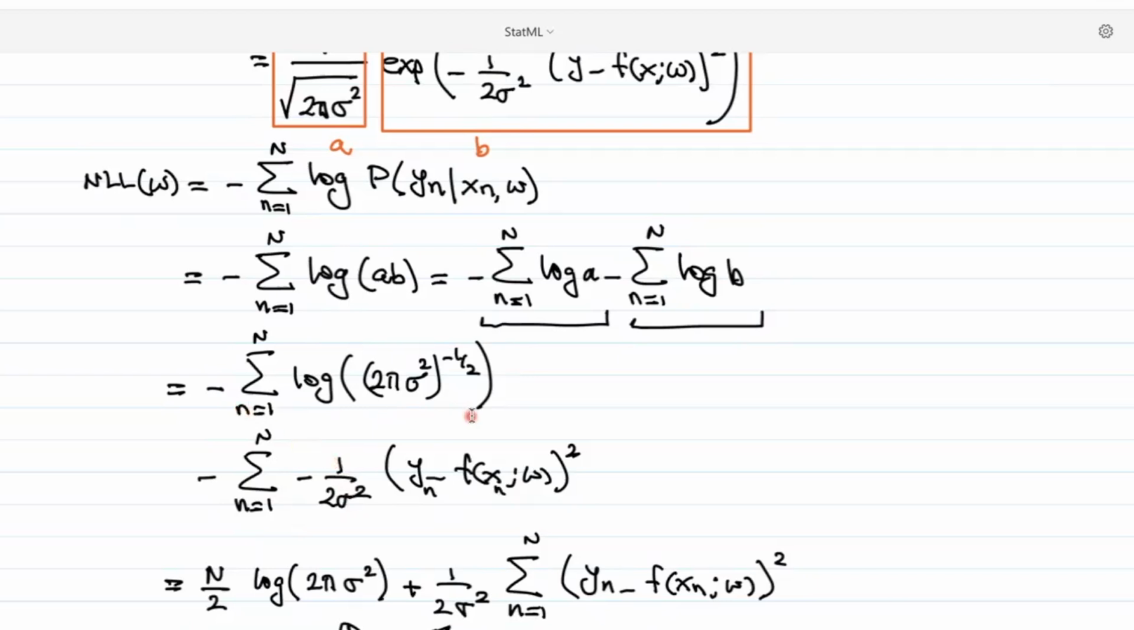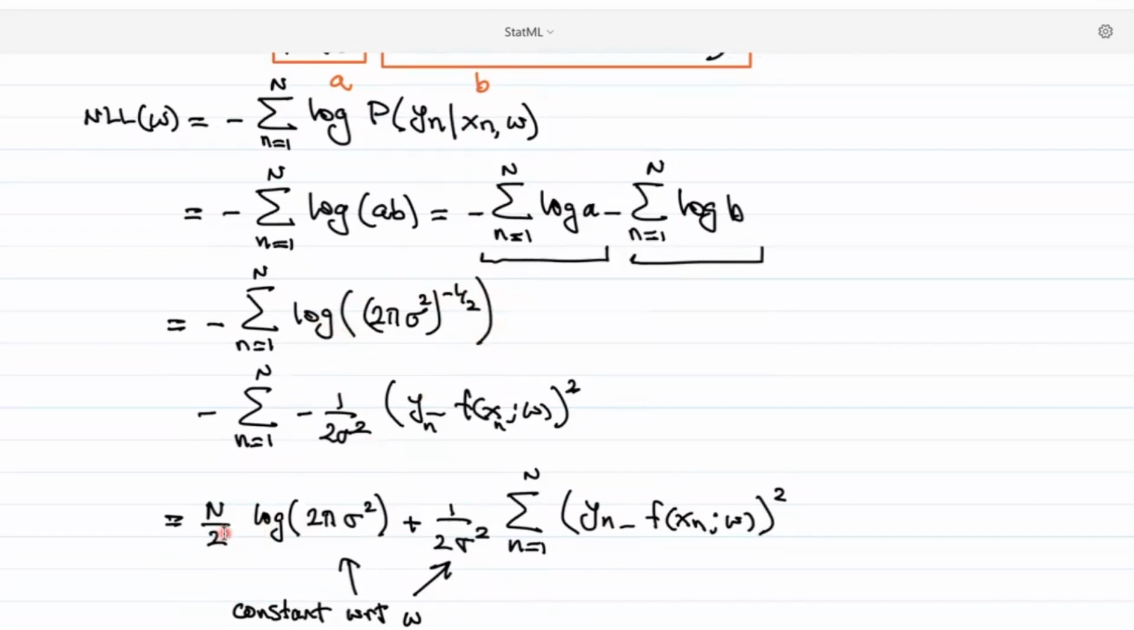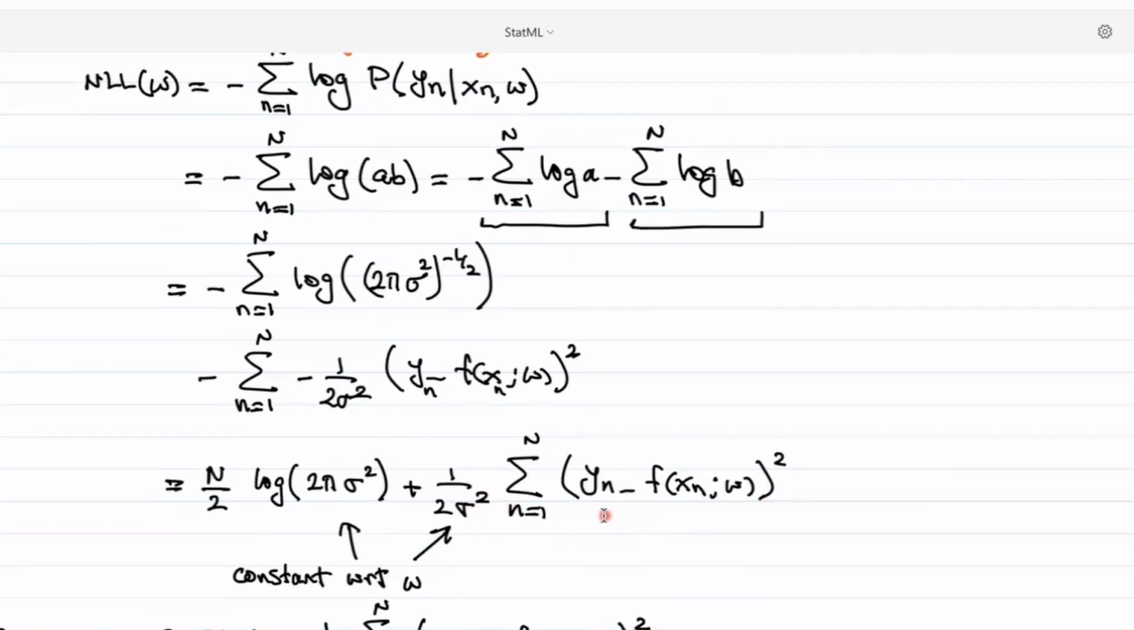And if you simplify this first term, you can see that since the term here does not have any index n, this is n times what we have here, which is n over 2 log of 2 pi sigma squared. And the negative and negative sign cancel. So you get 1 over 2 sigma squared times this summation of the squared differences between true and predicted values.